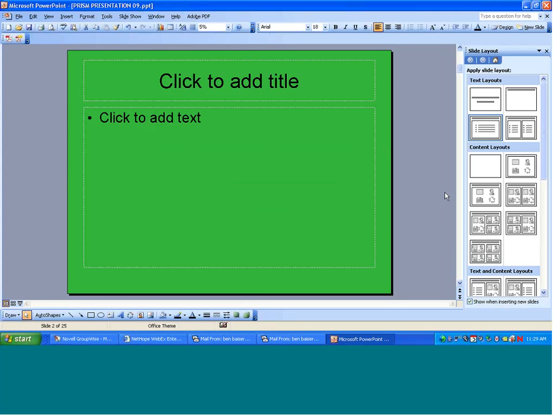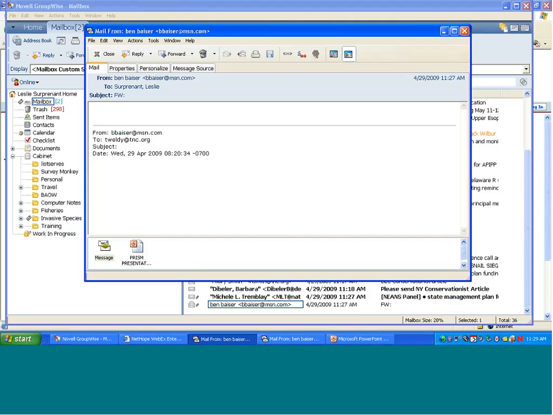To start, I would like to just define what ecosystem engineers are. They're organisms that create or modify habitat within an ecosystem.